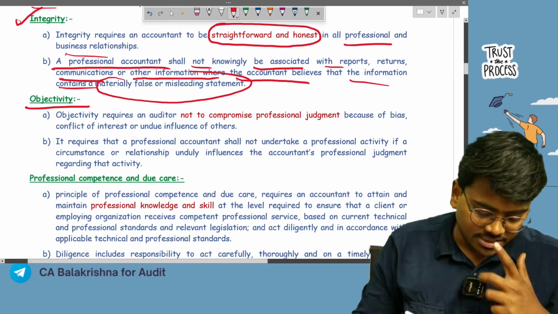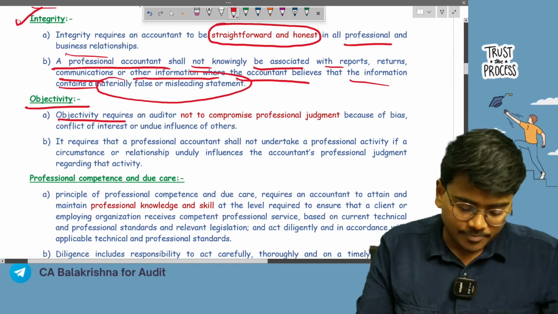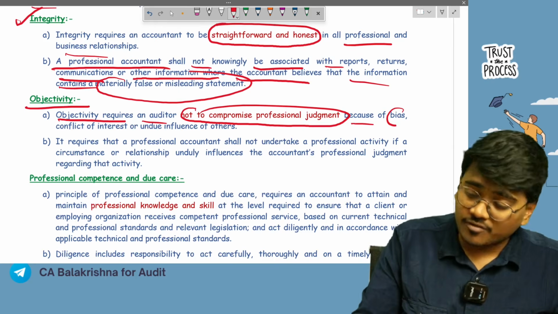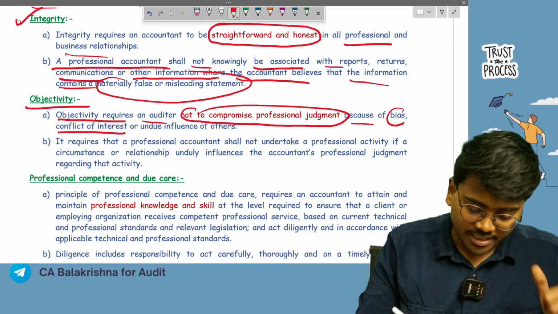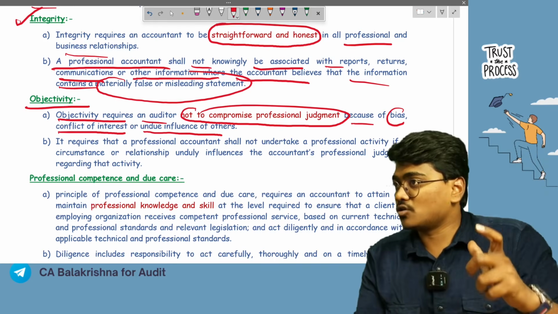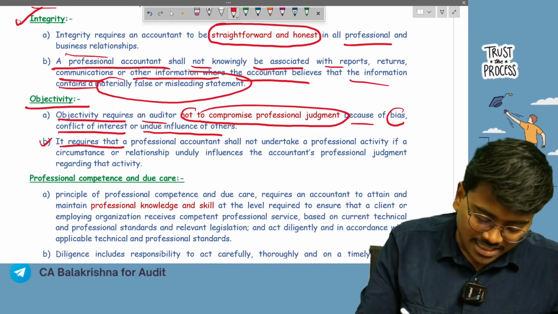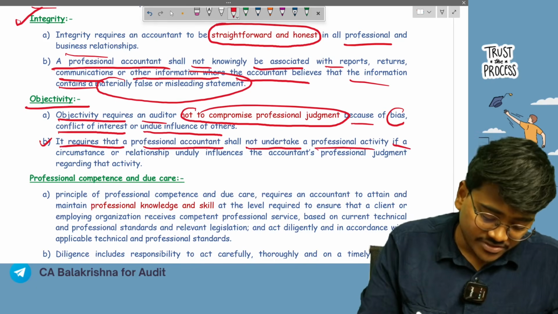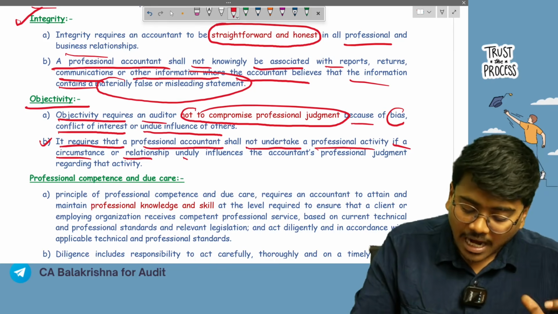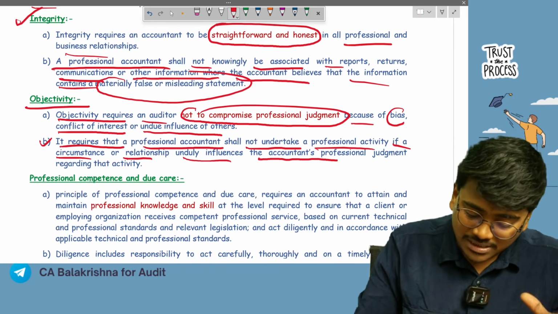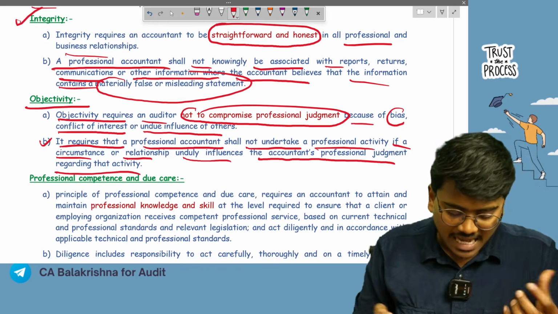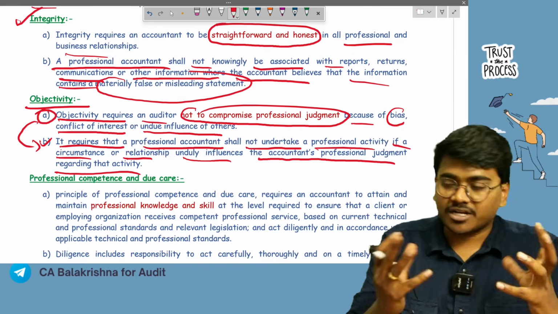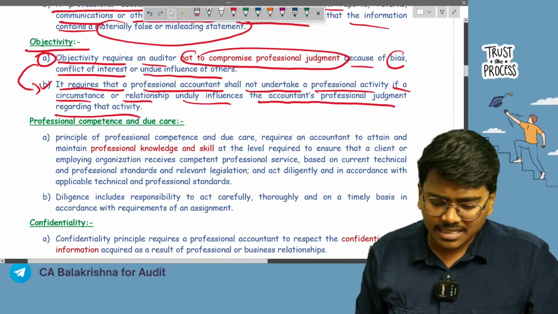Next, objectivity. Objectivity requires an auditor not to compromise professional judgment because of bias, conflict of interest or undue influence of others. It requires that a professional accountant shall not undertake a professional activity if a circumstance or a relationship unduly influences the accountant's professional judgment regarding the activity. The same point that is discussed in A, he has presented in a different manner. That's it, right?